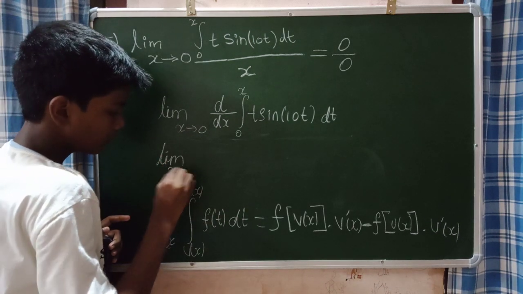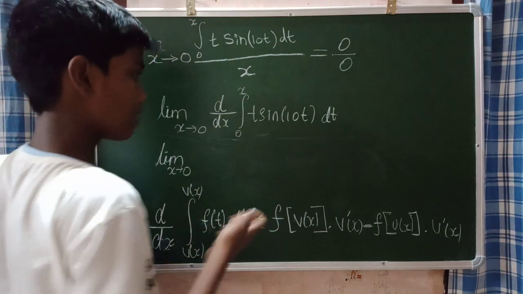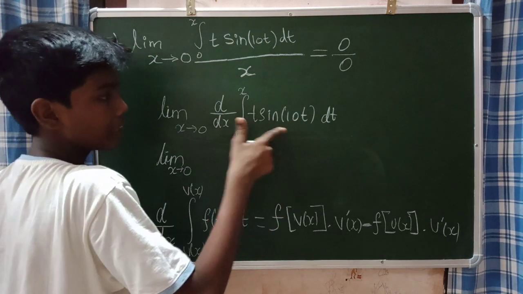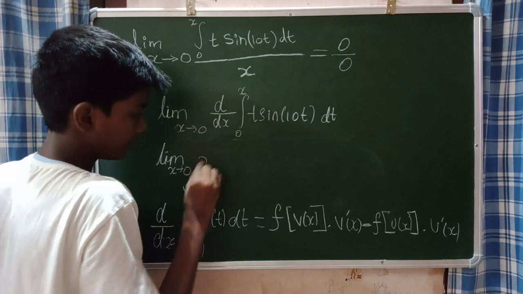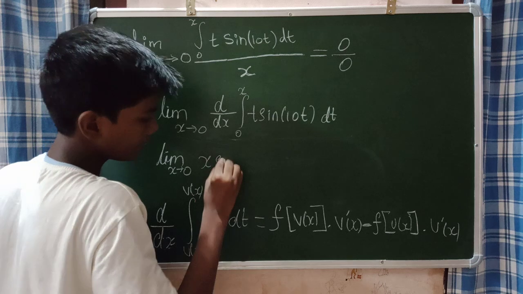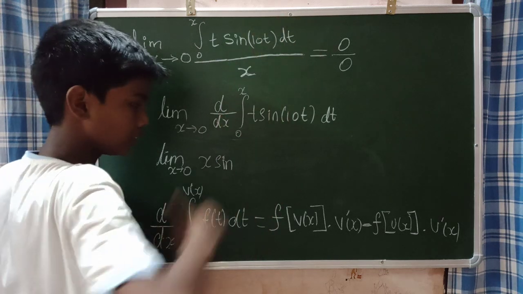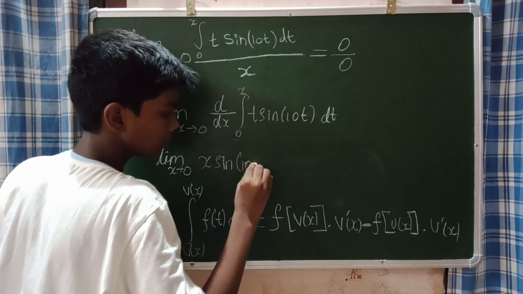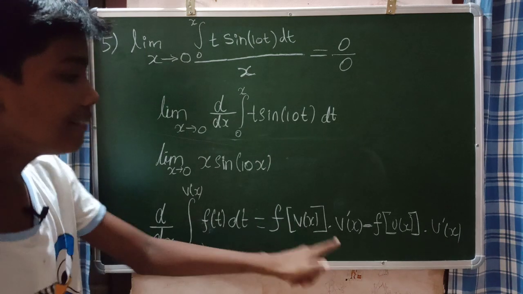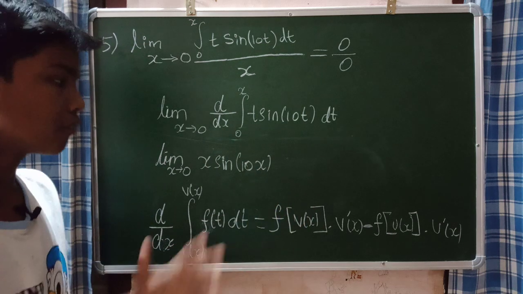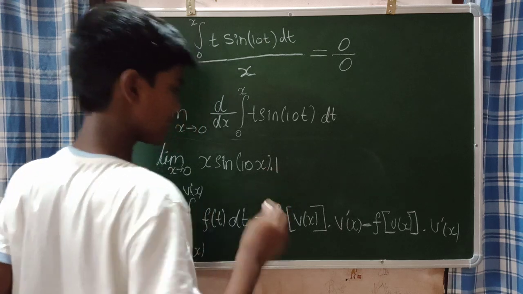So limit of x tends to 0 of d by dx. Then f of v of x, which is f of x. If f of t is equal to this value, then what will f of x be, guys? f of v of x will be x sin 10x. I'm taking the function at the upper limit, so x sin 10x, then the derivative of v of x. The derivative of x will be 1, so we multiply with 1.